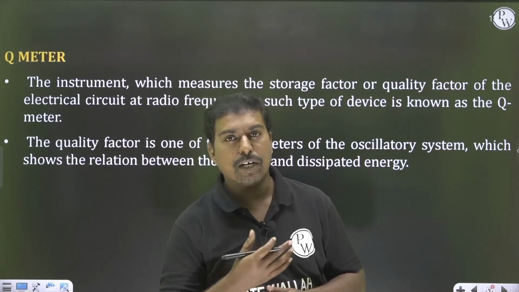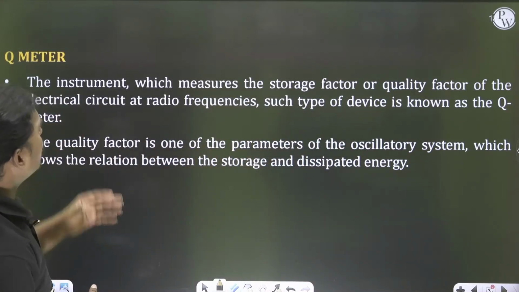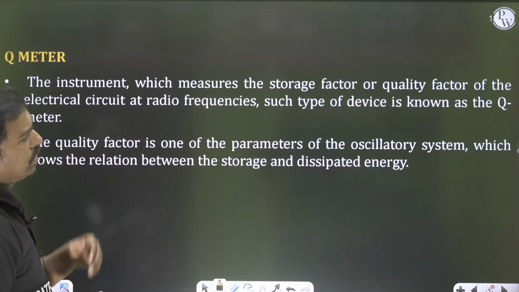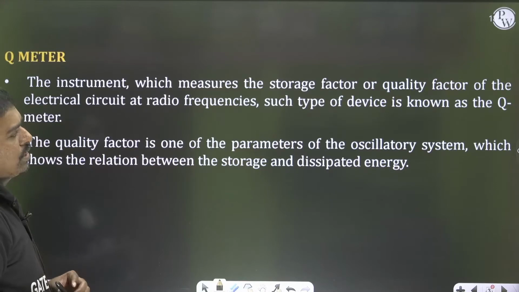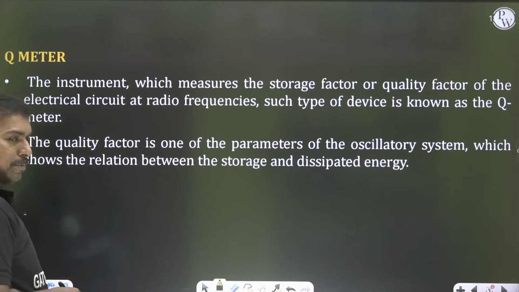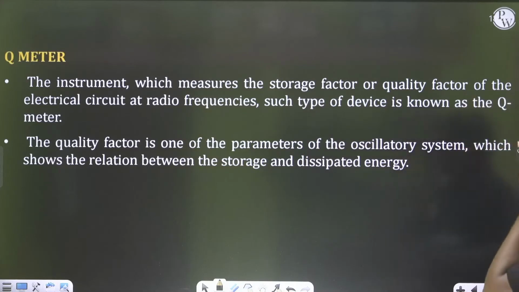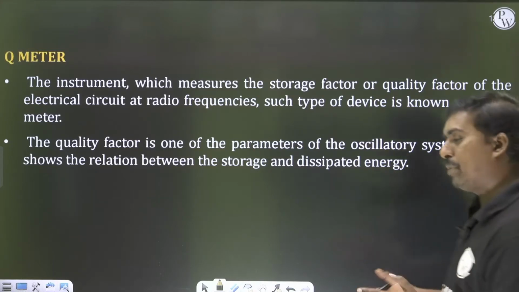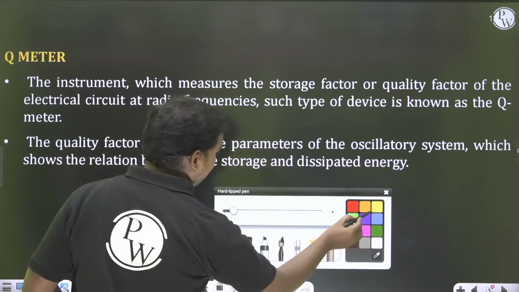Before entering the instrument, you can see the text. The instrument which measures the storage factor or quality factor of an electrical circuit at radio frequencies is known as the Q meter. It works at radio frequencies. The quality factor is one of the parameters of an oscillatory system which shows the relation between the stored and dissipated energy.